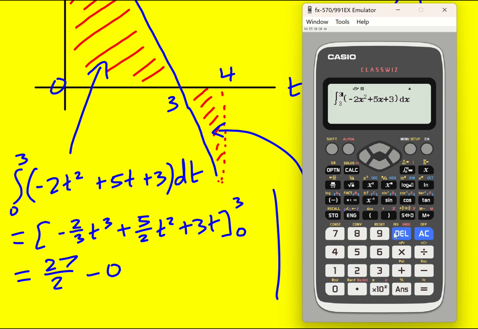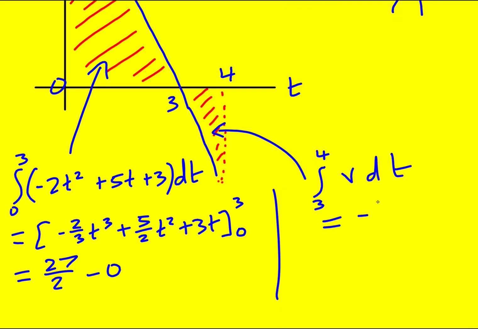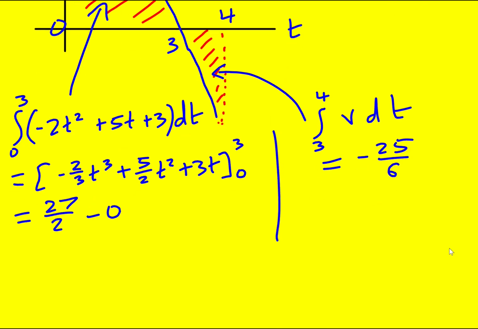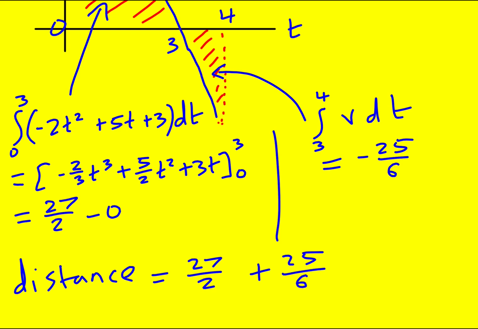Sorry, I'm having a bit of trouble. Okay, there we go. Good. So minus 25 over 6. And then I need to make that positive. So the distance is going to equal this 27 over 2, that positive area, and then I'm going to add on the 25 over 6.